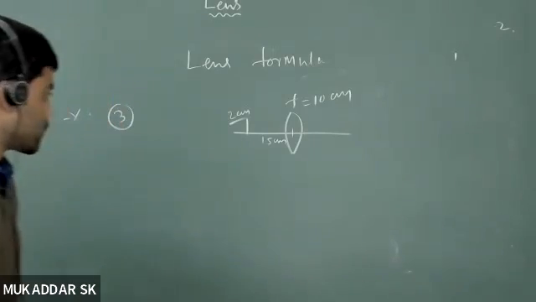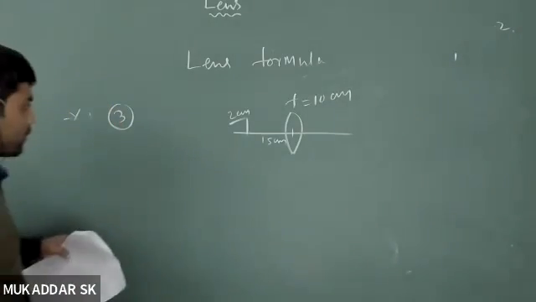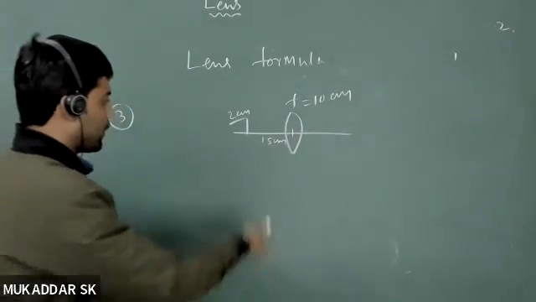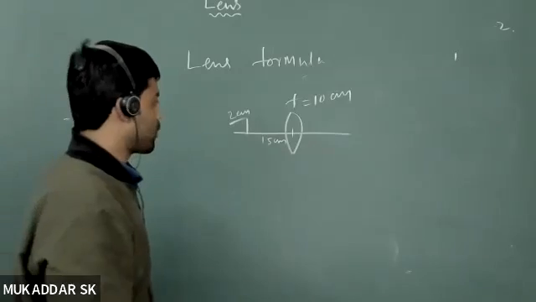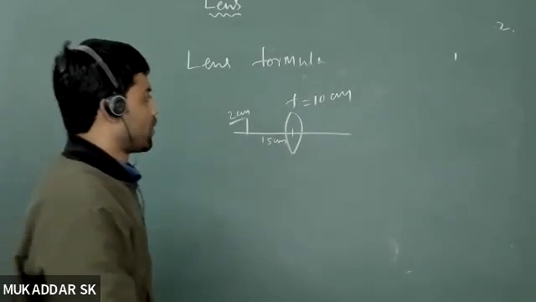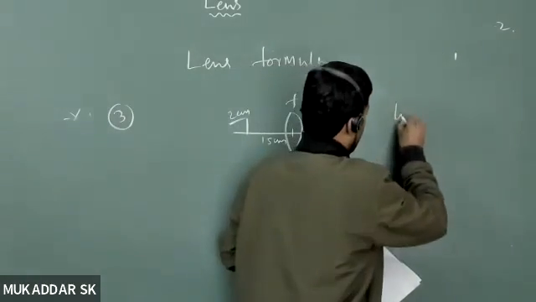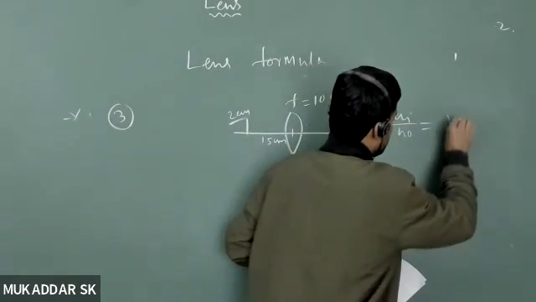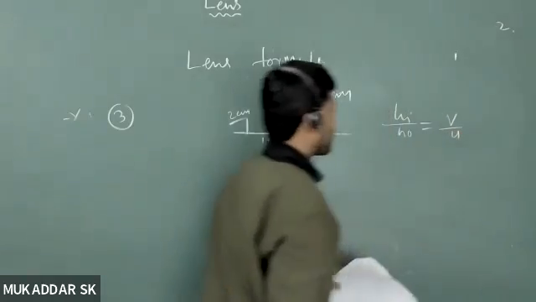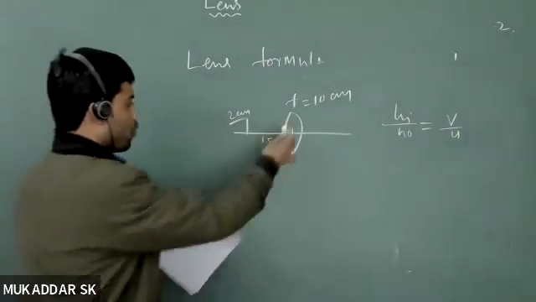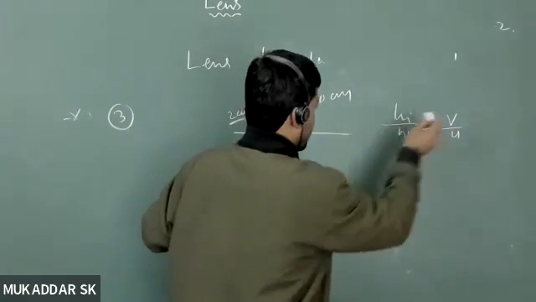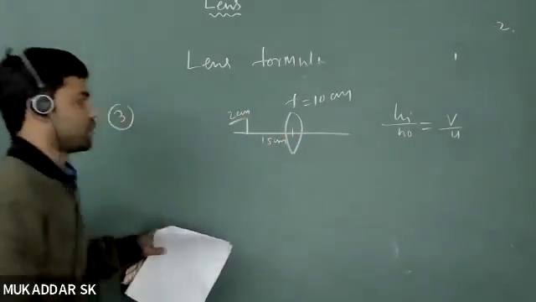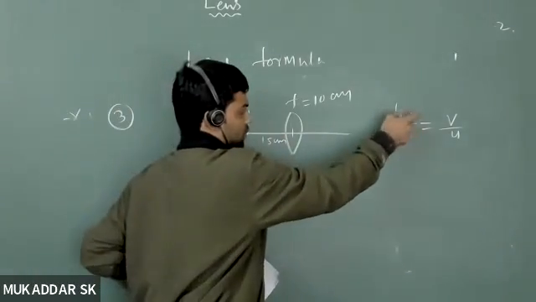I'll calculate. So again, I'll use this to calculate the height of image. What do I have to calculate? I already know u, right? u is minus 15 centimeter. And I know this formula: height of image divided by height of object, that is nothing but, for a lens, v by u. So I know u is minus 15 centimeter. I can calculate v, and they have given the height of object. So I can easily calculate height of image.